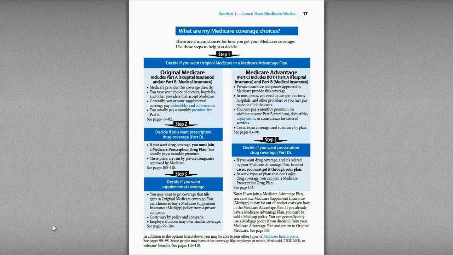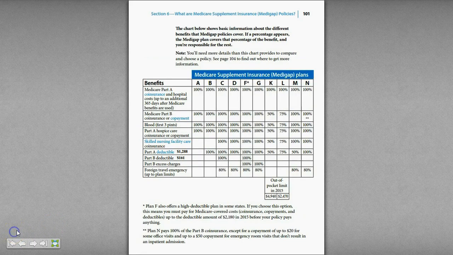So let's just go ahead and jump to that chart right now. We're looking at the Medicare supplement chart here. And as you can see, there's plans A through N. Some of them have been omitted, as I mentioned to you. And you can see the various portions of Medicare expenses that a person would have to pay if they didn't have a Medigap plan. So the three most popular plans are Plan F, Plan G, and Plan N.